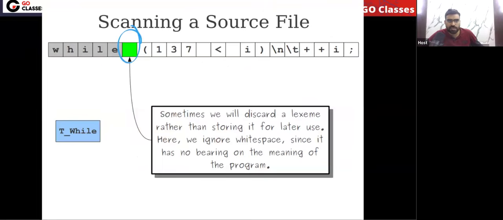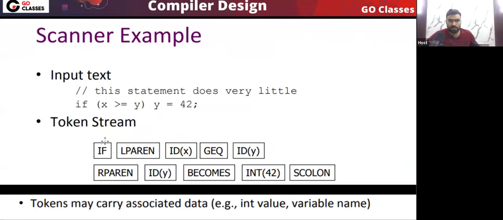And remember, white space, new line, and tab are all ignored. There is a space here, there is a space here, there is a new line, there is a tab. For all these things, the token will not be generated. We will ignore all these, so they will be ignored by the lexical analyzer. I hope everything is clear.